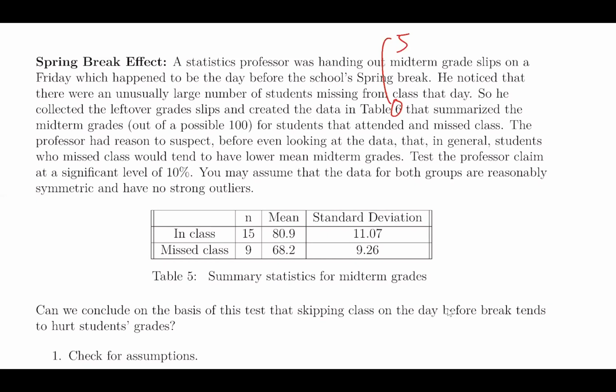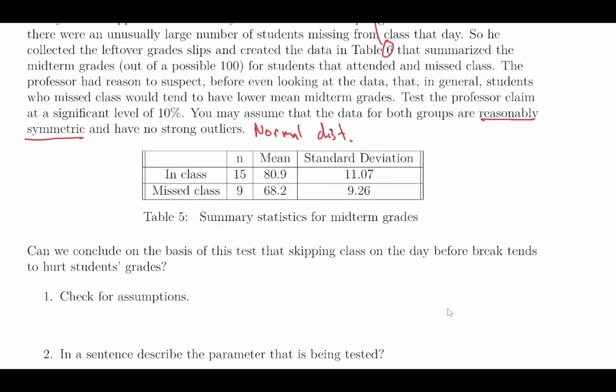So the first thing you want to notice is that they say both data sets come from a distribution that's reasonably symmetric. That's another way of saying we have a normal distribution. For this one, we don't have to check it because they already told us, so you can assume our data comes from a normal distribution.